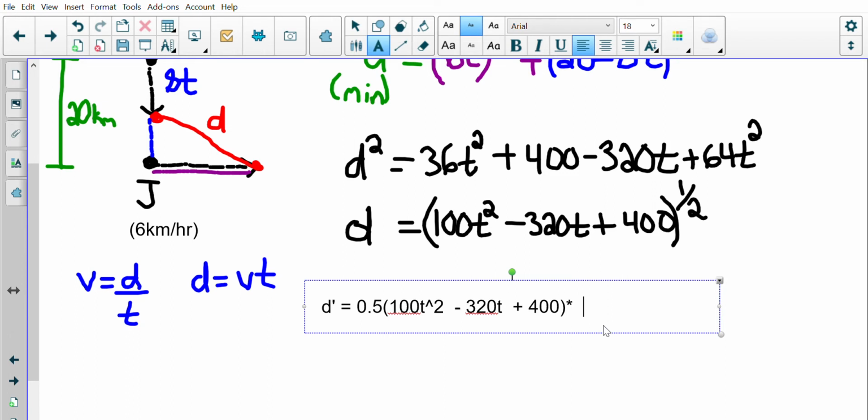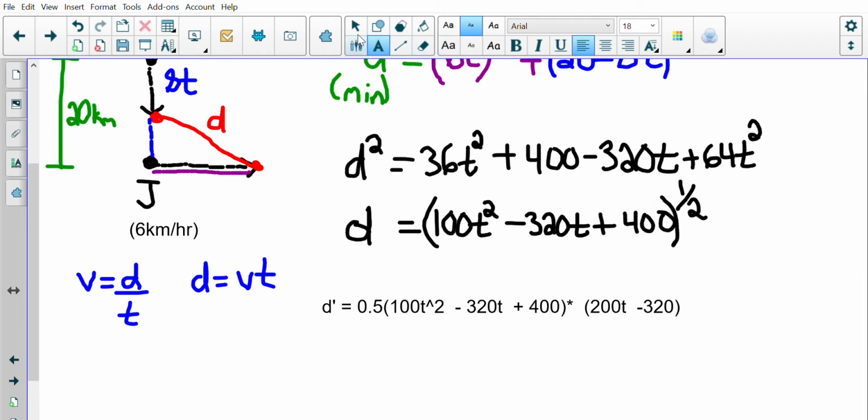But then I've got a chain rule, because I have a function inside, so I've got to multiply by the derivative of the inside of this function. And so the derivative of 100t squared would be 200t, and then the derivative of minus 320t is just minus 320, and then the derivative of 400 is 0. And so again, make sure I don't forget, that exponent is negative 1/2.